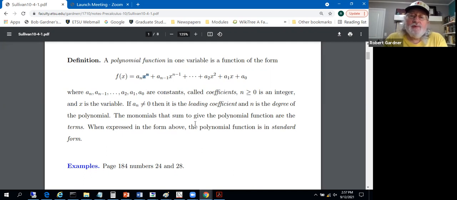The monomials that sum to give this polynomial function are the terms. So the monomials are just the single little pieces like that, constant times power of x. So these are the terms of the polynomial. And when the polynomial is written in this form, it's said to be in standard form. That is, decreasing powers of x is how this is written.